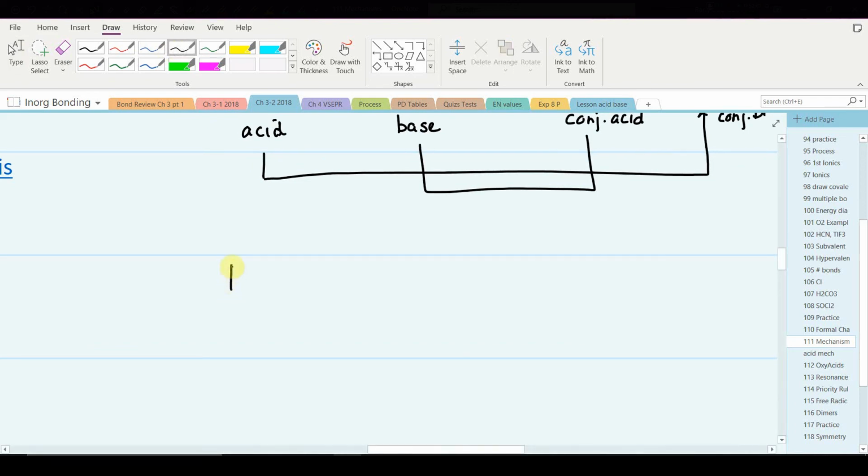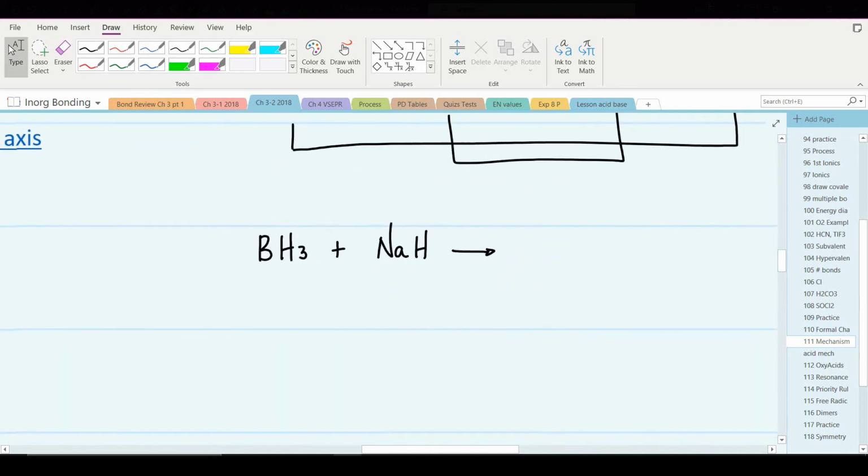We drew BH3 earlier, or at least we talked about it, and we're going to react it at this time with sodium hydride. Believe it or not, this will be an acid-base reaction. Now BH3, boron is in group 3A, so it has 3 valence electrons. It's going to form 3 single bonds. Sodium hydride, the difference in electronegativity isn't all that high, 2.1 for hydrogen, minus 1.0 for sodium. If you looked on a scale, it would tell you it's polar covalent.